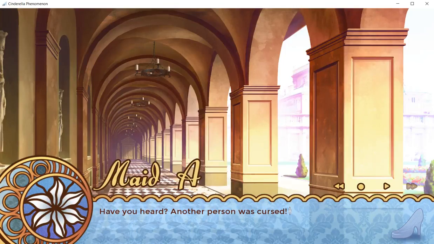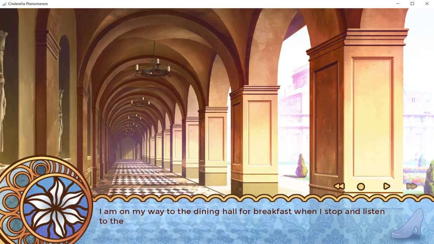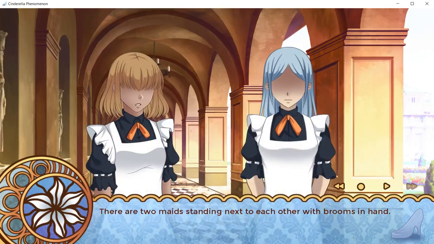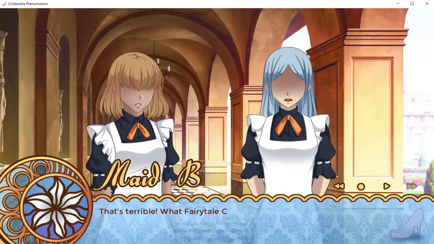Have you heard? Another person was cursed. I'm on my way to the dining hall for breakfast when I stop and listen to the sound of hushed voices. There are two maids standing next to each other with brooms in hand. These two are slacking off again. That's terrible. What fairy tale curse was it? They said it was Pinocchio.